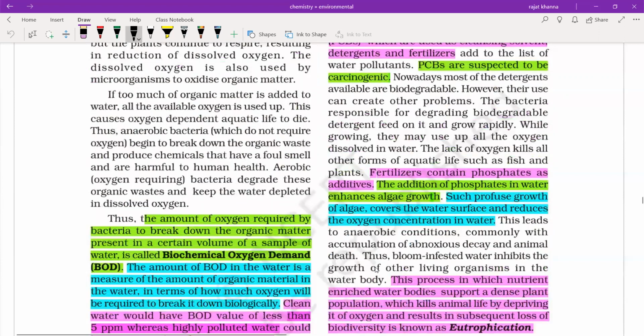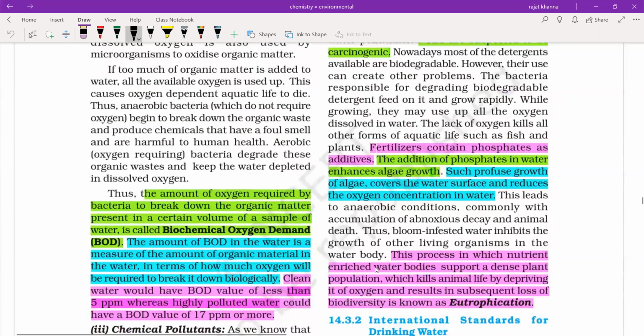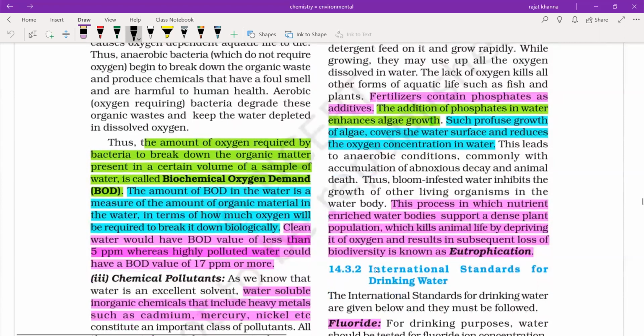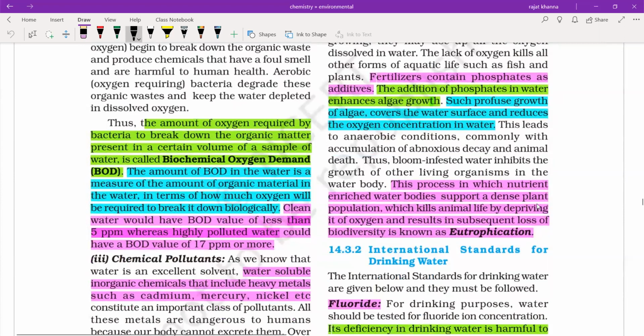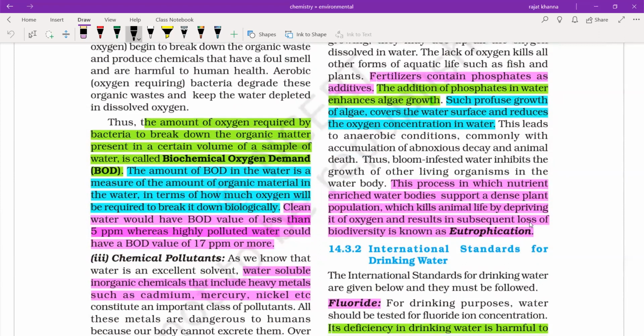Fertilizers contain phosphates as additives. The addition of phosphates in water enhances algae growth. Such profuse growth of algae covers the water surface and reduces the oxygen concentration in water. This process, in which nutrient-enriched water bodies support a dense plant population which kills animal life by depriving it of oxygen, resulting in the subsequent loss of biodiversity, is known as eutrophication.